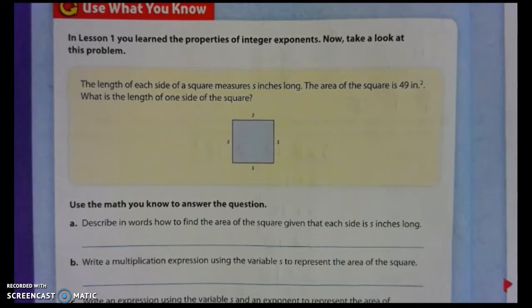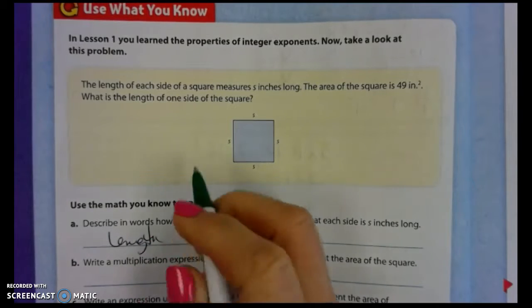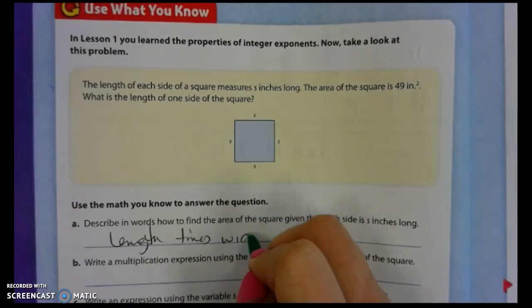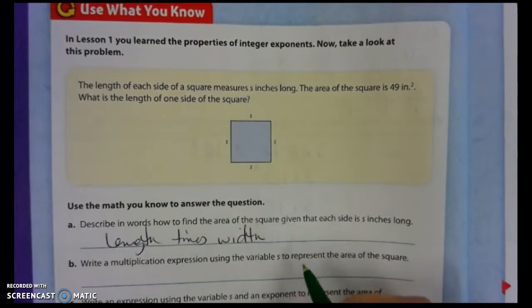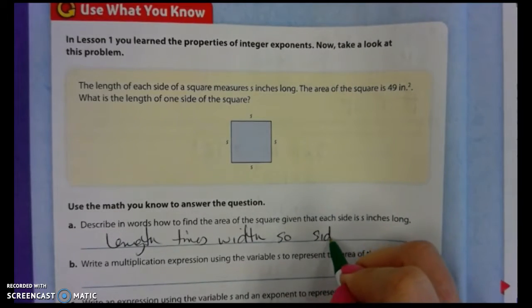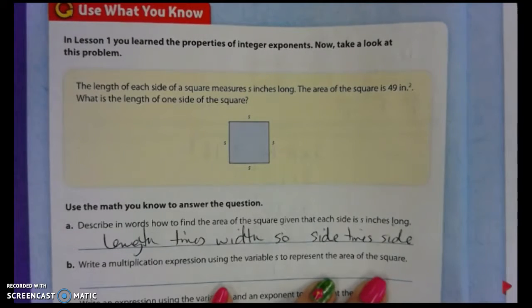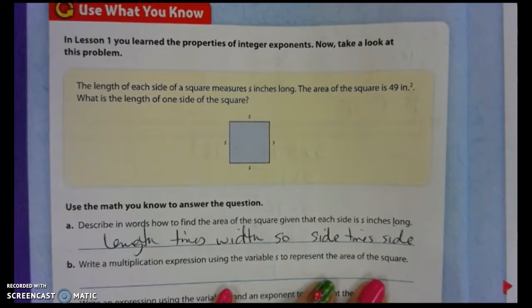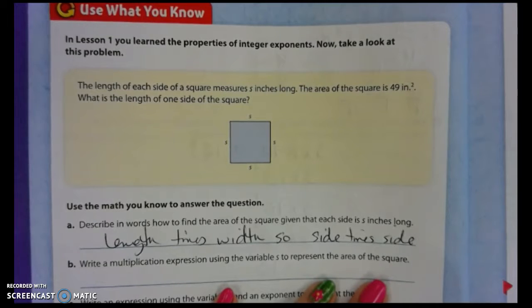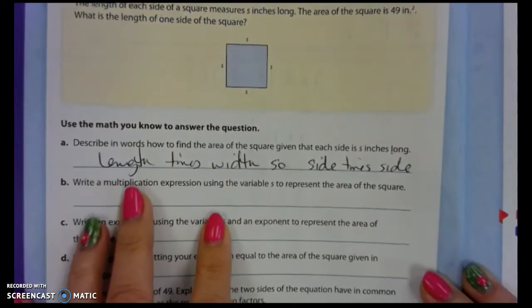If you are trying to find area, typically you would say length times width. So, length times width. And in this one, both of those are S. So, side times side. Okay? It's a square. Squares are special. All four sides are equal. You would find the area by multiplying two of the sides together. So side times side, and that's just representing the length and the width.